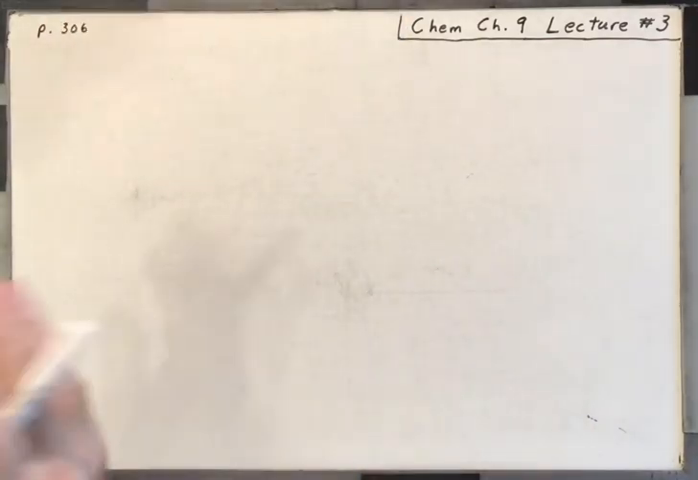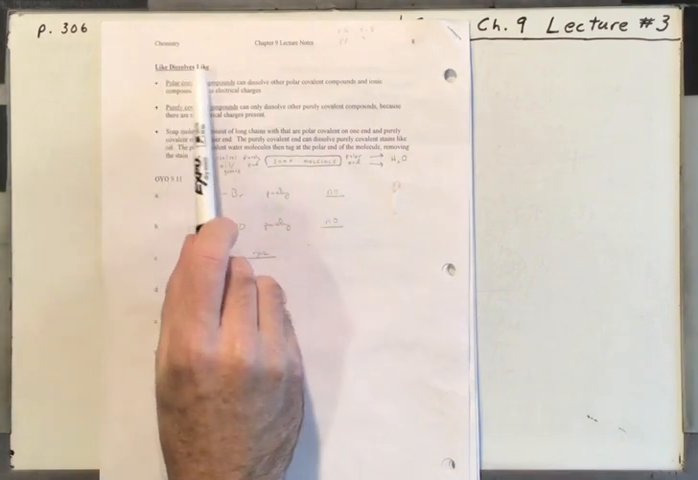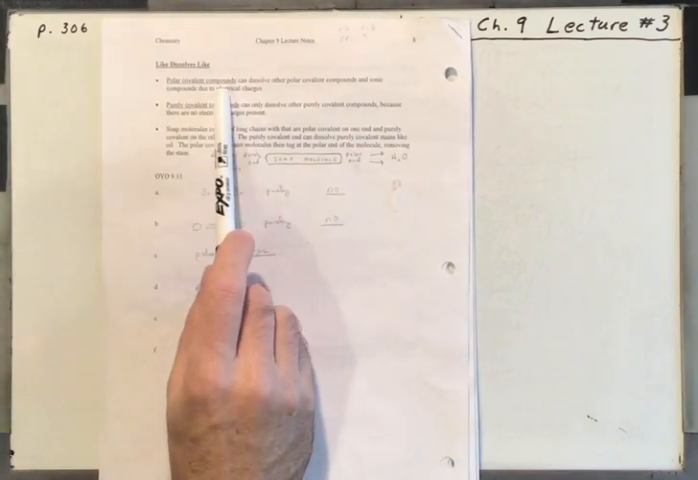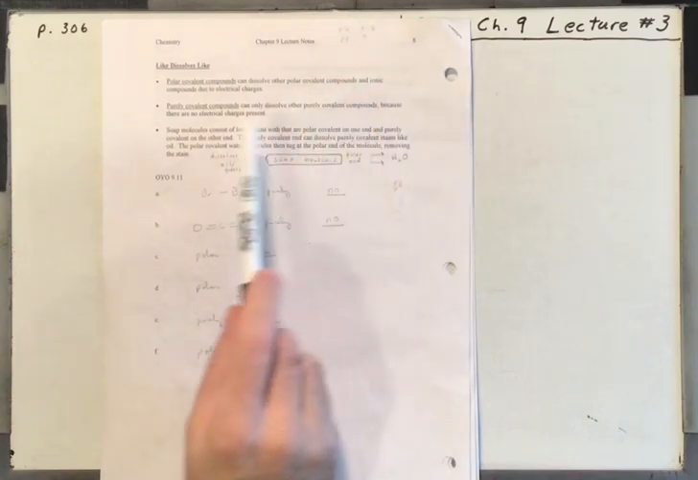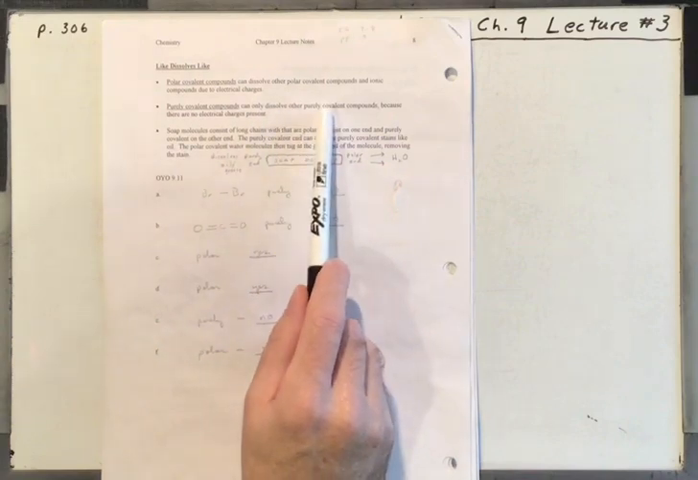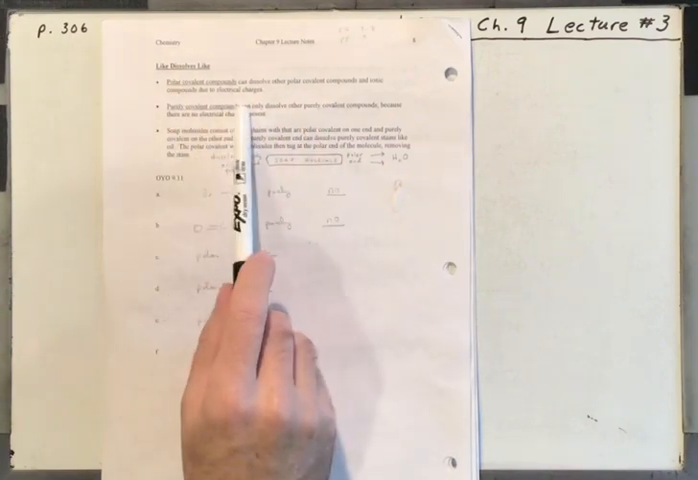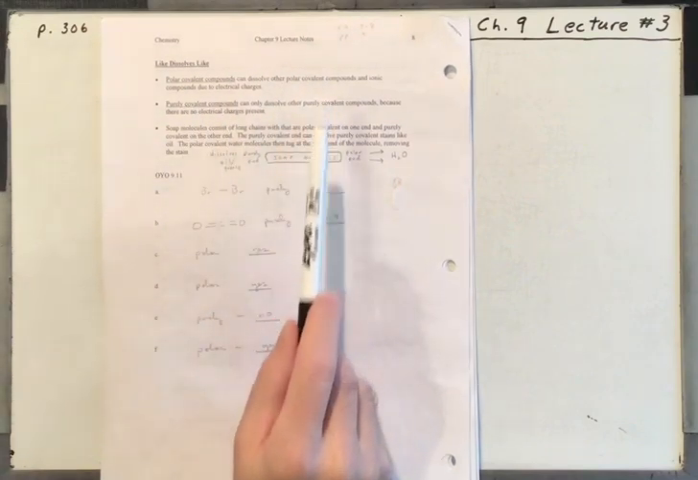Okay, turn over to the last page of your notes. This chapter had a lot of real estate on the notes, but if you understand it, the homework goes by really quick. Like dissolves like. Polar covalent compounds can dissolve other polar covalent compounds. Purely covalent compounds can only dissolve other purely covalent compounds. So you need to highlight this, okay? Polar dissolves polar. Purely dissolves purely.